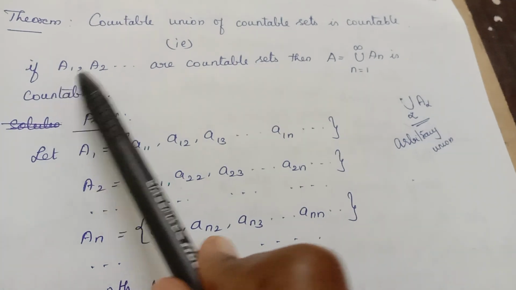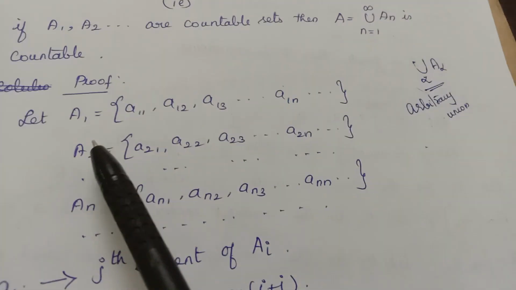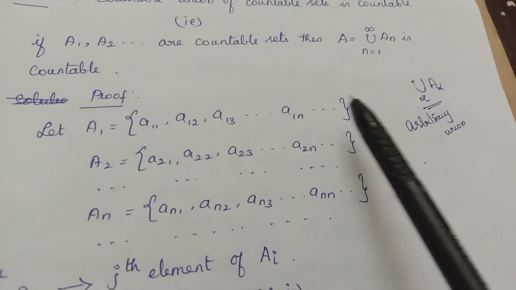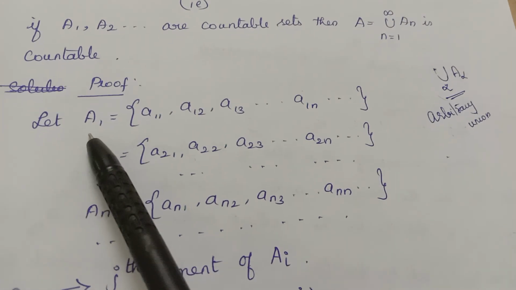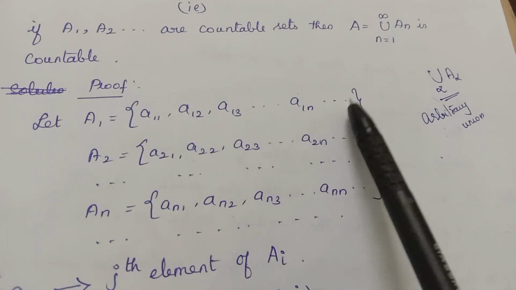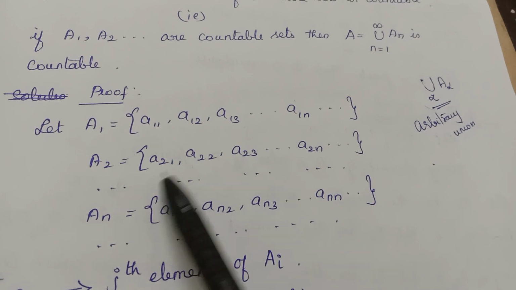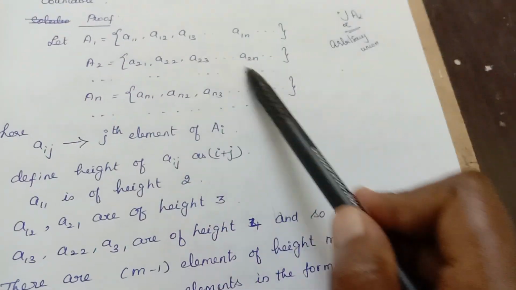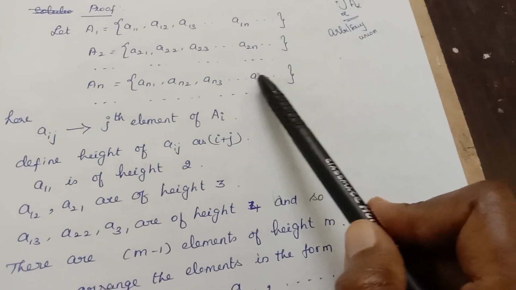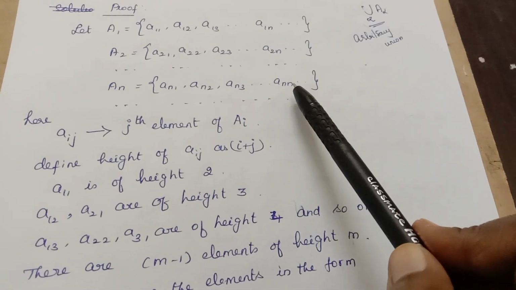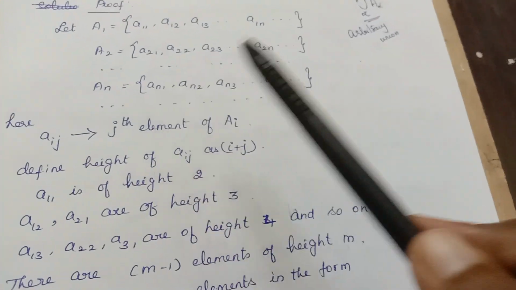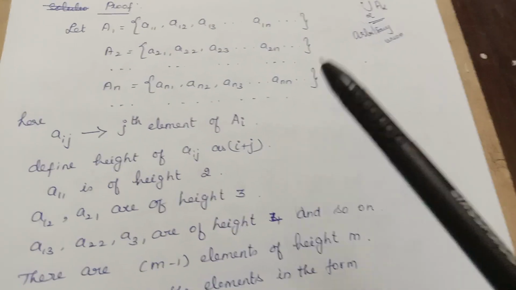So first I am assuming A_1, A_2, etc. are all countable sets. That means what? I can write the elements of A_1, A_2 in some order. I can arrange the elements of these sets in order. So I am writing the elements of A_1 as a_11, a_12, a_13, etc., A_2 as a_21, a_22, a_23, etc. In that way I have written the elements of all the sets. Now I am going to take the union. So the union will contain all these elements. Now I have to prove that the union is countable. For that, what do I have to do? Just I have to arrange the union in some way. Here some kind of arrangement is there, no? In that way, the union should also be arranged in some possible way.